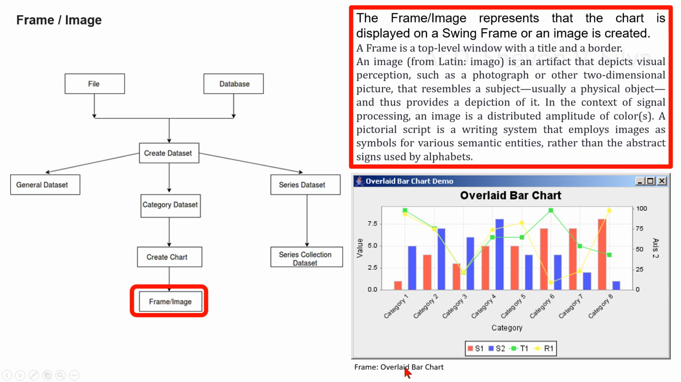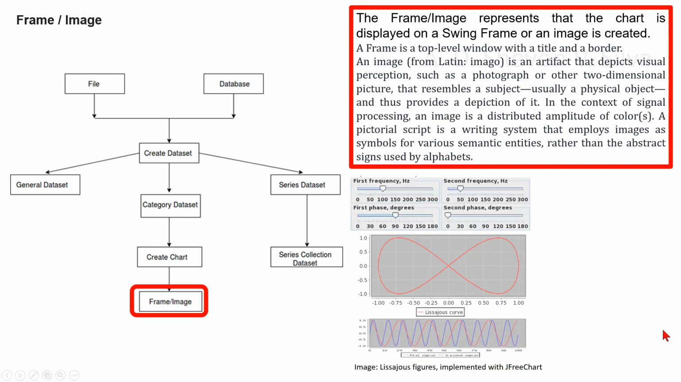You can see here the frame. You can see the title and the border here. This is overlaid bar chart here, and this is the frame title and border. For an image, you can see this one, Lasser's figures implemented with JFreeChart.